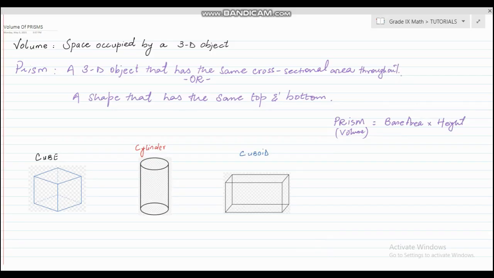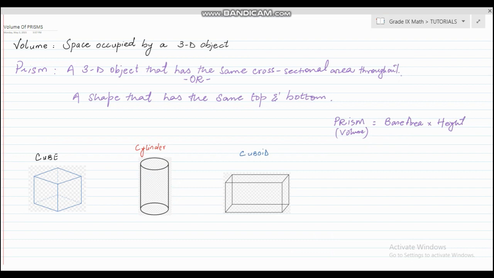Today we are going to see how you can find the volume of prisms. So first things first, what is volume? Basically, the space occupied by a 3D object is known as volume. Now, volume is nothing but the area of the 3D figures. So that is your volume.